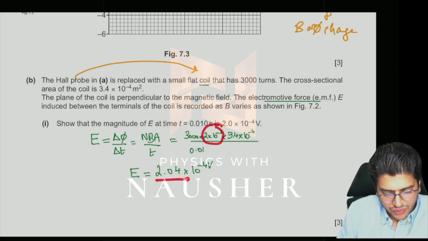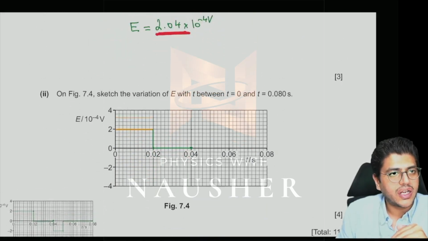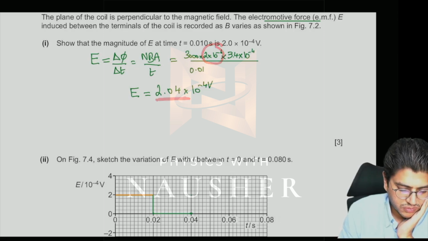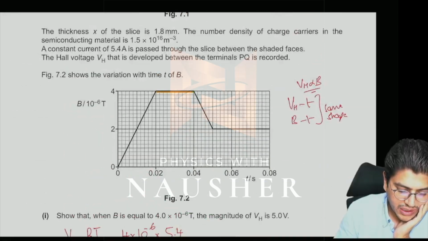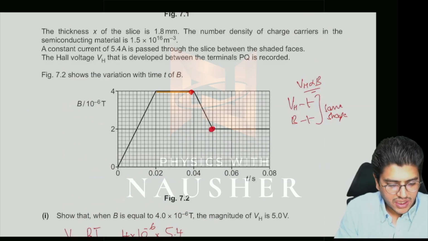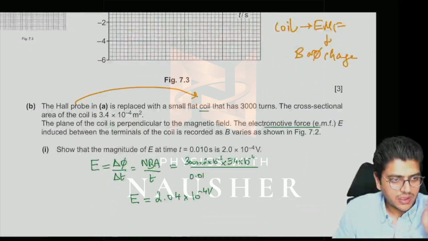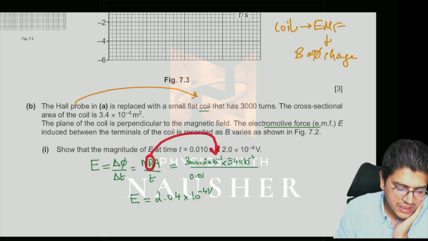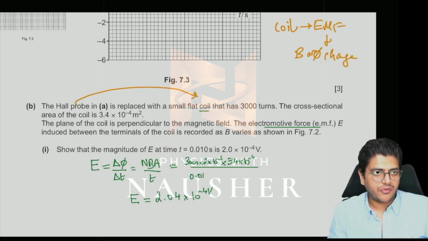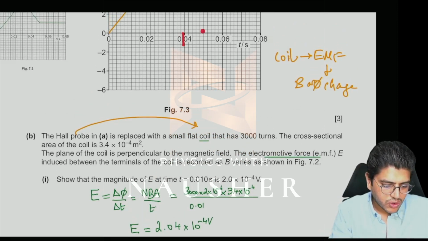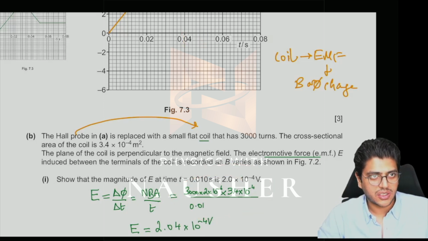So the EMF drop should be of 2 into 10 to the power minus 4. So EMF should be the same because in your graph, you came from 4 to 2. So what is the change? It's 2 into 10 to the minus 6. This is the change in the field. Now you go back to your EMF formula. In B, it is still 2 into 10 to the minus 6. What is your EMF? It's 2 into 10 to the minus 4. So your EMF from 0.04 to 0.05 is 2 into 10 to the minus 4 because everything is the same. Only the direction has changed.